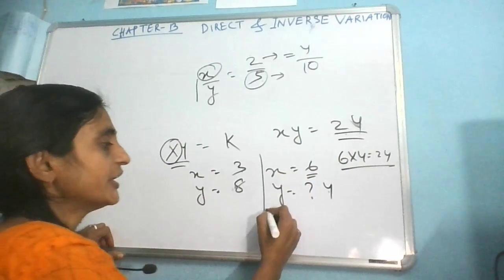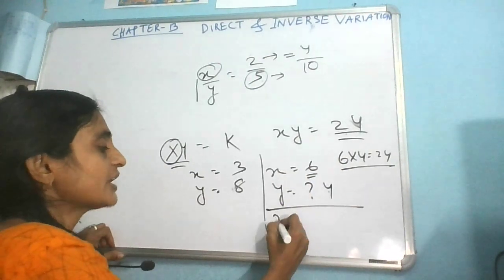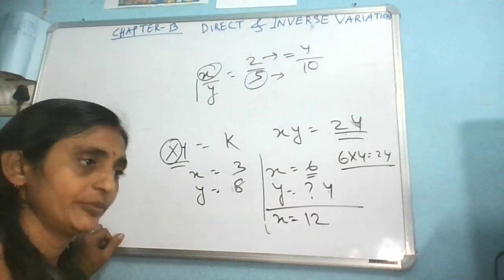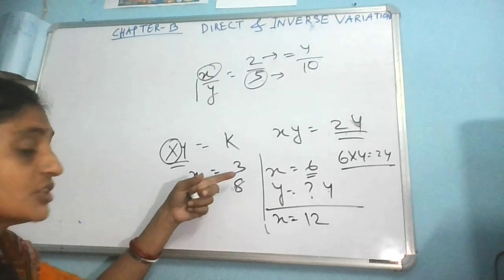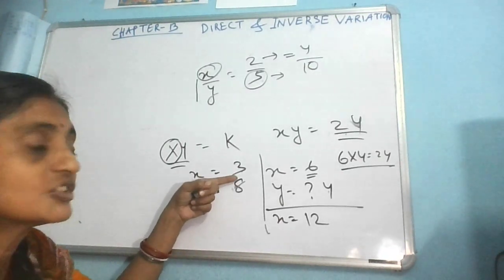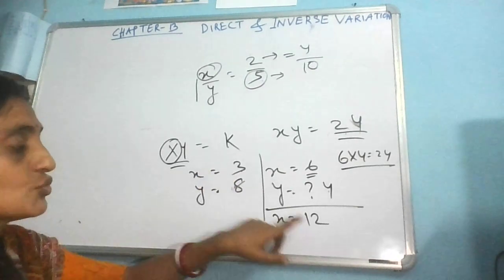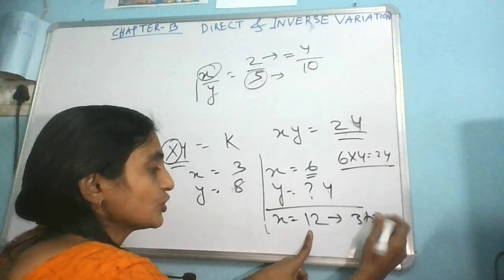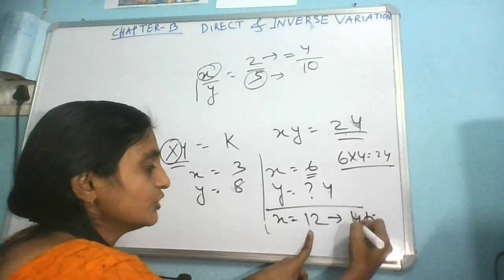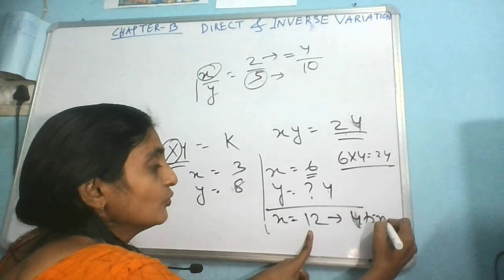Then come to the third example. Suppose I have taken x equal to 12. x has been increased from 3 to 12. Then how many times has it been increased? It has been increased by 4 times, because 3 changes to 12.